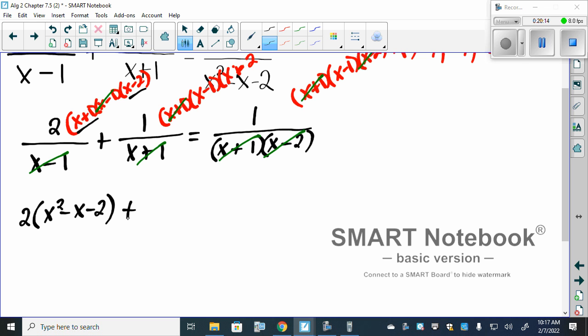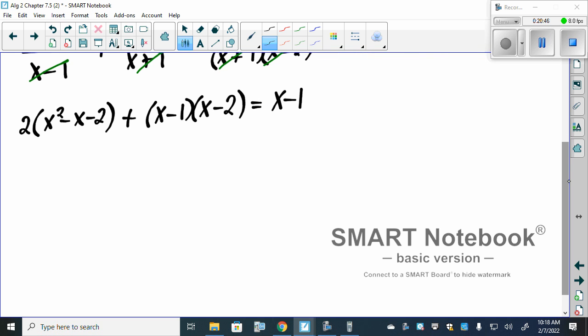Plus, in the middle we have 1 times x minus 1 times x minus 2. Well, did we factor that from anything? No. So we will have to do that multiplication out. Is equal to 1 times x minus 1. Luckily, on the right-hand side, that's as simplified as it gets.